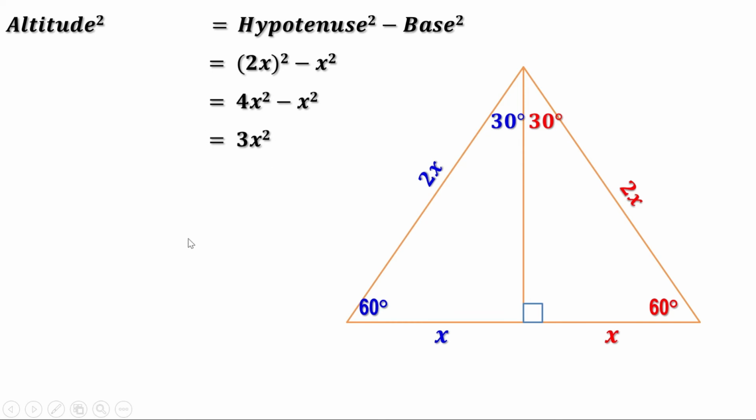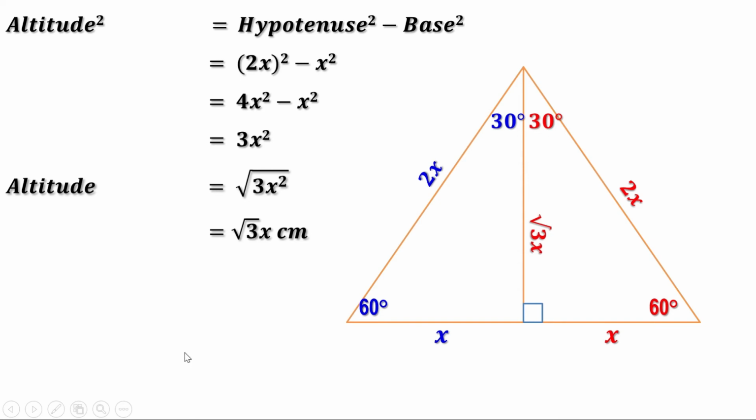Therefore altitude equal to root of 3x square. Root of 3 is root 3. Root of x square is x. Therefore altitude equal to root 3x centimeters. That means this side is root 3x. When the base is x, altitude is root 3 times x and hypotenuse is 2 times x.